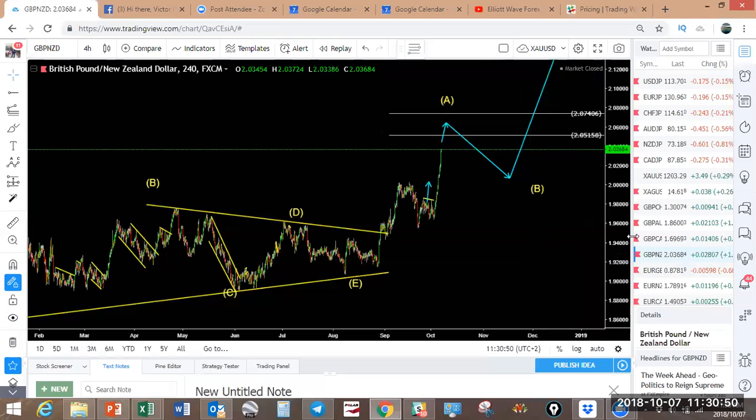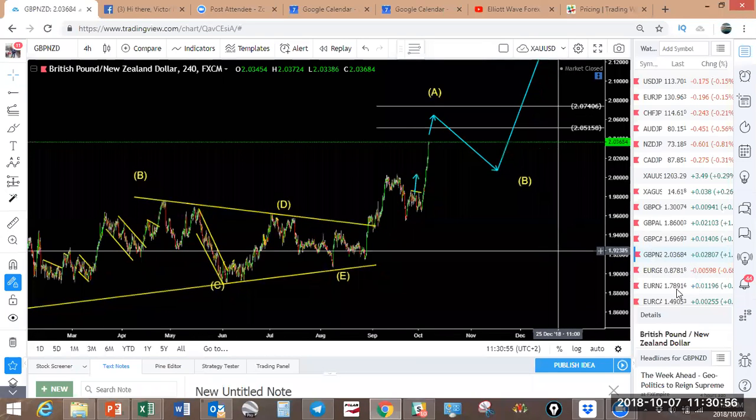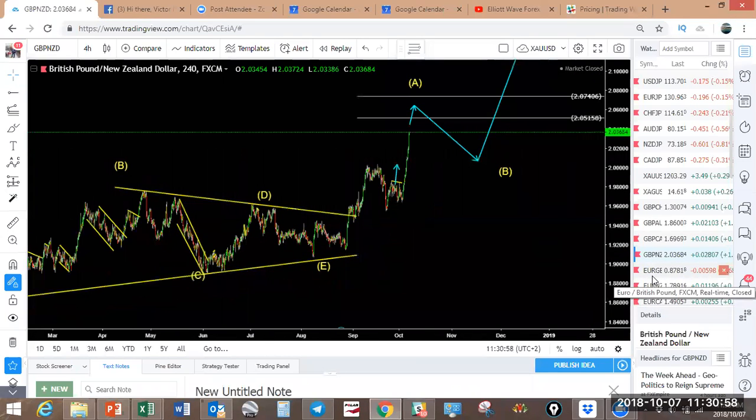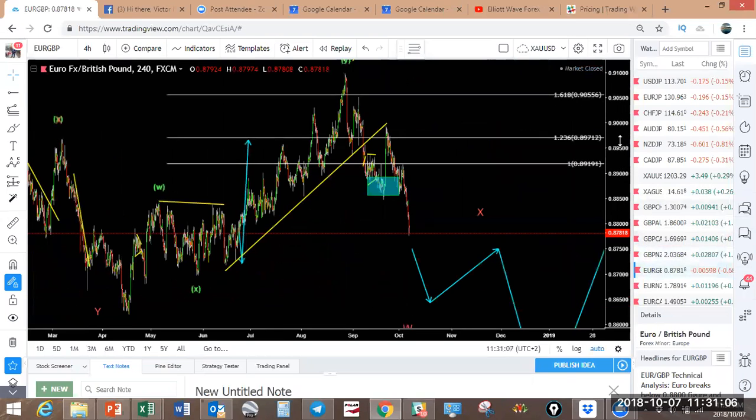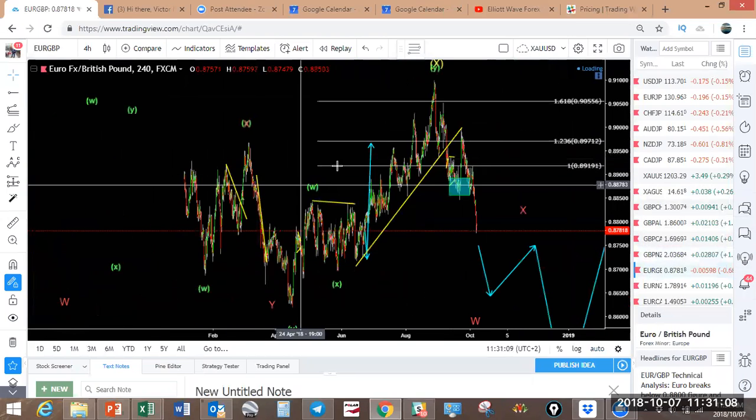Right, so that is pound New Zealand, pound chief we've done. I think that concludes all the pound pairs. Now we can do the euro pairs, starting with the euro pound. Did I miss any pound pair, guys? Let's make sure that we don't miss anything. Let's do the euro pairs. Now the euro pairs. Euro pound.